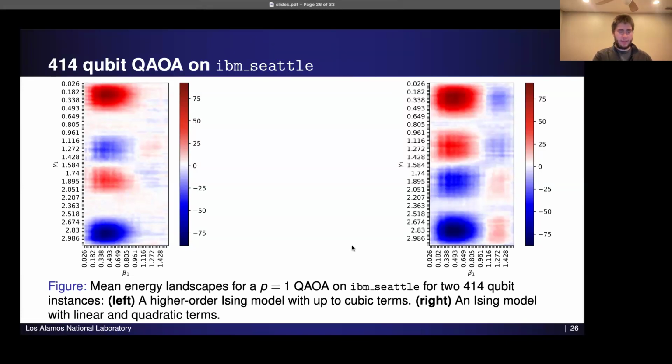The reason that search space is cut in half is because of symmetries in the problem that we can take advantage of. And then the y-axis is varying gamma. And this is a pretty fine grid search. And the heat map is showing the mean energy at that given angle. So this grid search was something like, I think, 6,000 different individual points, maybe 7,000.